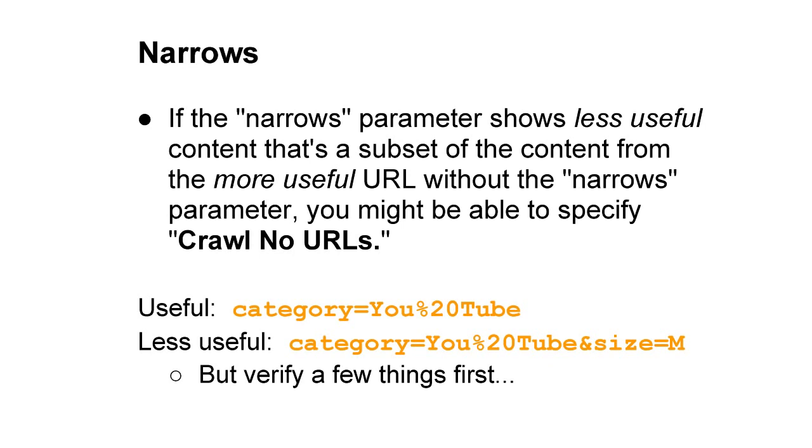For example, a useful URL is category equals YouTube, and the less useful URL is category equals YouTube and size equals medium. Here, I might specify size as a narrows parameter, and then because it has less useful content, I can say crawl no URLs. But before I specify crawl no URLs, it's good to verify a few things first.